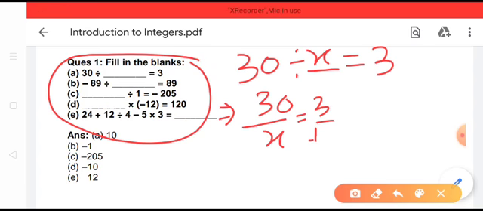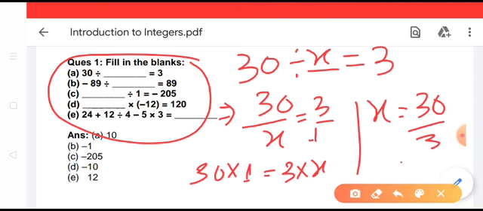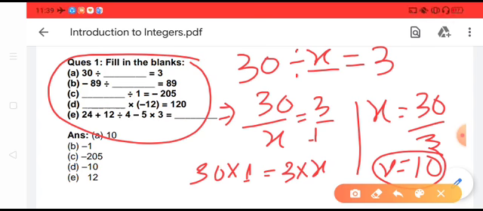Now multiply 30 into 1 and 3 into x. Now 3 is multiplied with x. अब 3 x के साथ मल्टीप्लाई में है और इक्वल के दूसरी तरफ जाएगा तो ये डिनोमिनेटर में चला जाएगा, तो it will be x is equal to 30 by 3, and we divide 30 by 3 and the value of x is 10. So here we divided by 10, then we find 3.